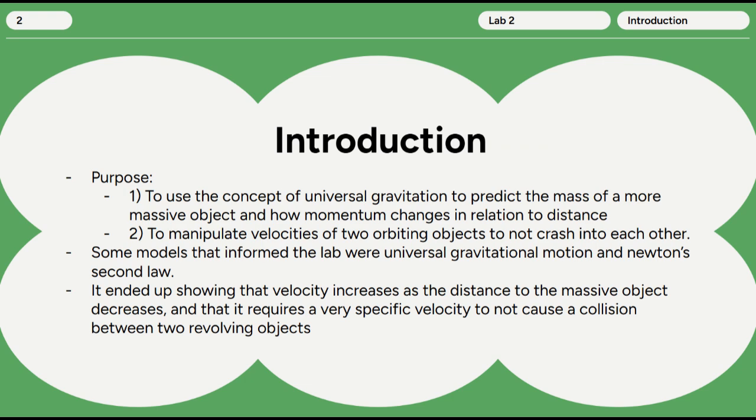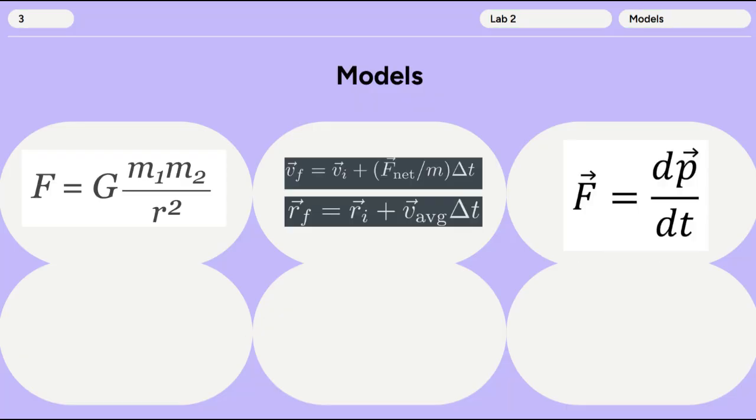Ultimately, the code showed that the black hole had a mass of about 9.3 times 10 to the 33 kilograms, and that the velocity of the star increases as distance to the black hole decreases. In terms of models, I primarily used Newton's second law, definitions of physics concepts, and universal gravitation.